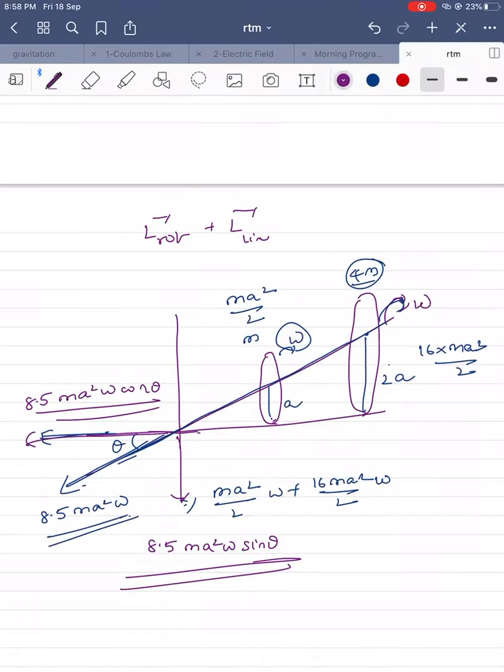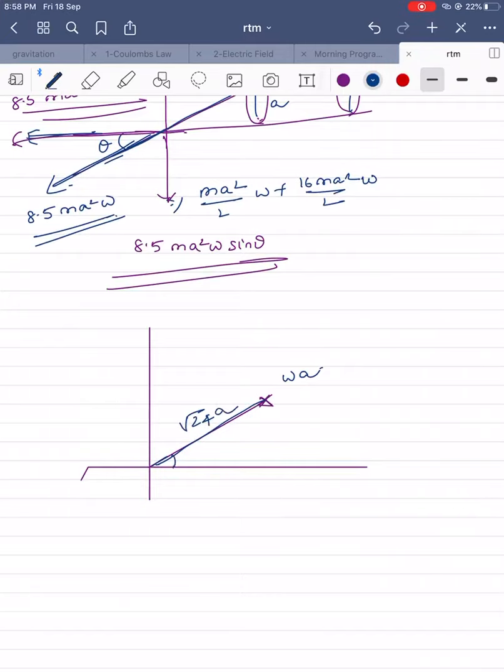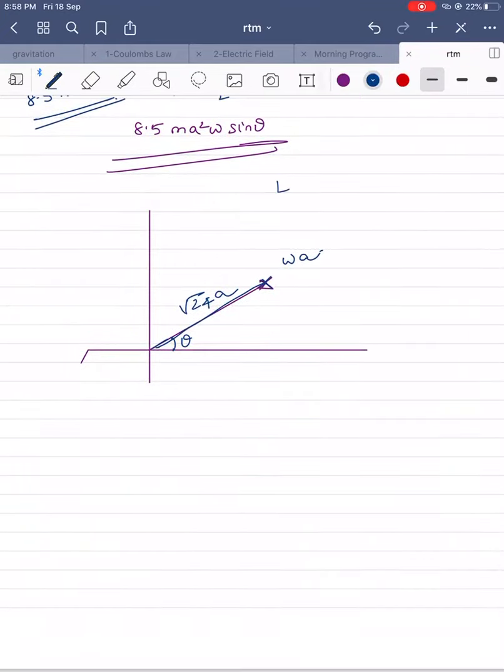Next, this rotational part is over. Next comes the linear part. Listen carefully, this part is more important. The velocity is into the plane. When the velocity is into the plane, what is the velocity component? Omega into a. At how much distance is it? It is L, which is nothing but root 24 into a. It is at an angle theta. Now we have a formula for angular momentum: L bar is equal to m r bar cross v bar.